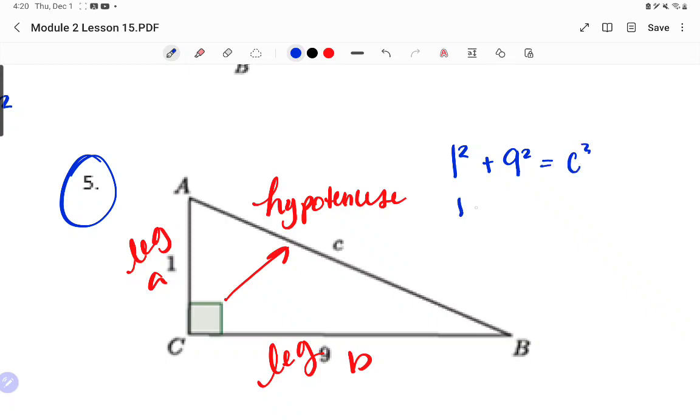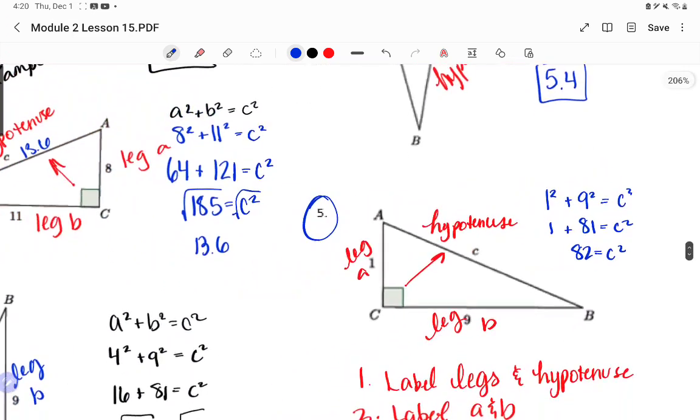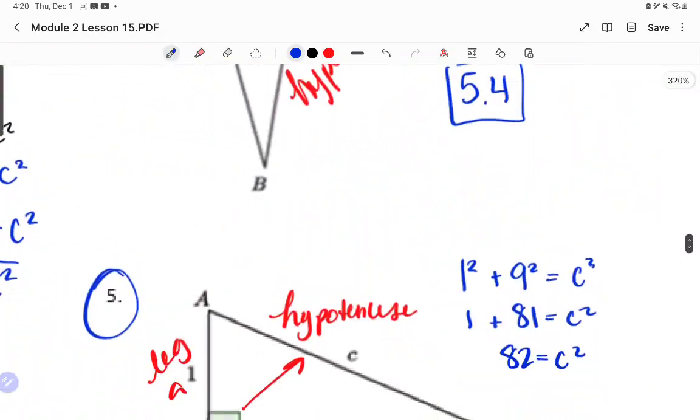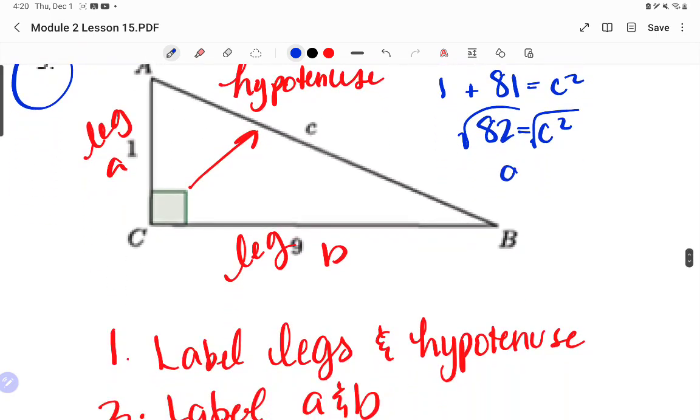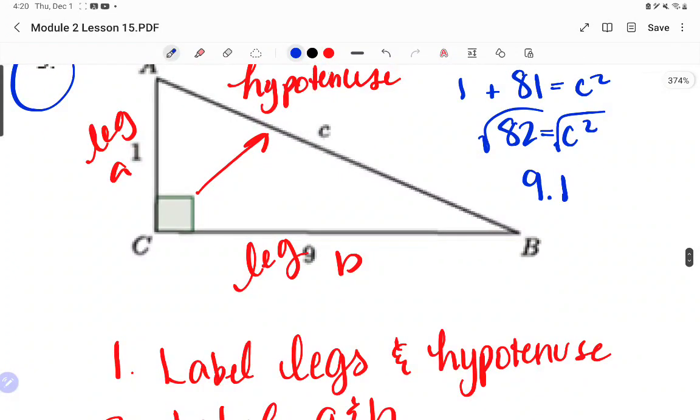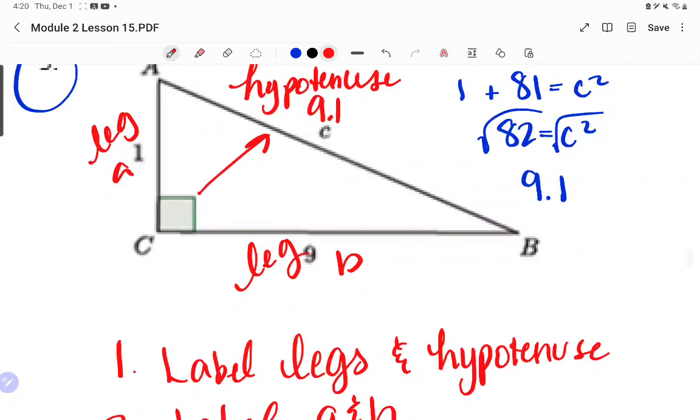1 squared is just 1. And 9 squared is 81 equals c squared. So that gives us 82 equals c squared. Now our final step is to take the square root of both sides. Now this isn't a perfect square, so we're going to have to round. And if you got 9.1, you would be correct. So the length of our hypotenuse is 9.1.